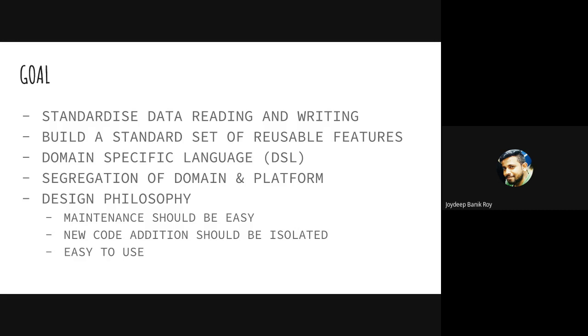Second thing is, again, new code addition should be isolated, as I spoke about. When somebody is adding new code, the entire piece need not be tested. Only that can be unit tested or property tested. And we can confidently say that the addition of this new feature will not break the old code, because it has been written in such a way. And finally, easy to use. The facade, the external API, should be very easy to use, so that a person who doesn't really care about the design philosophy working internally to augment the code can also use it very easily. So those were our design philosophies.